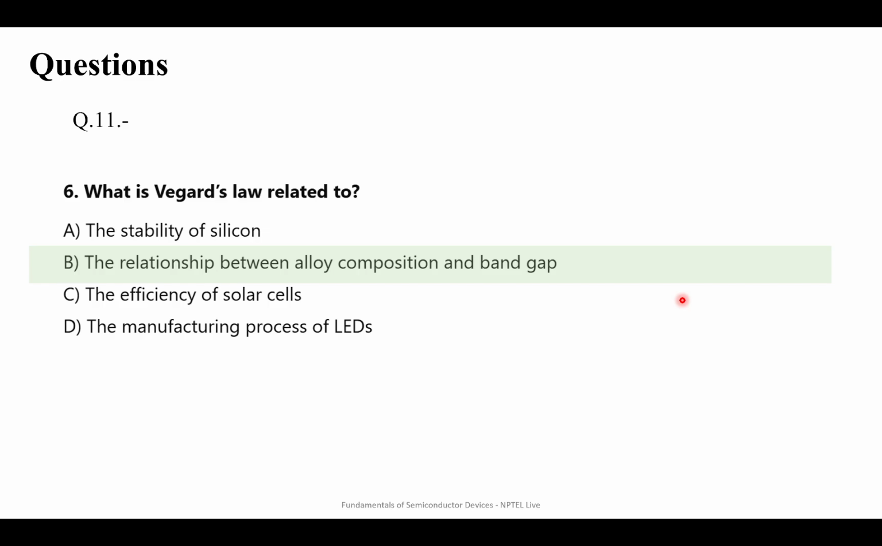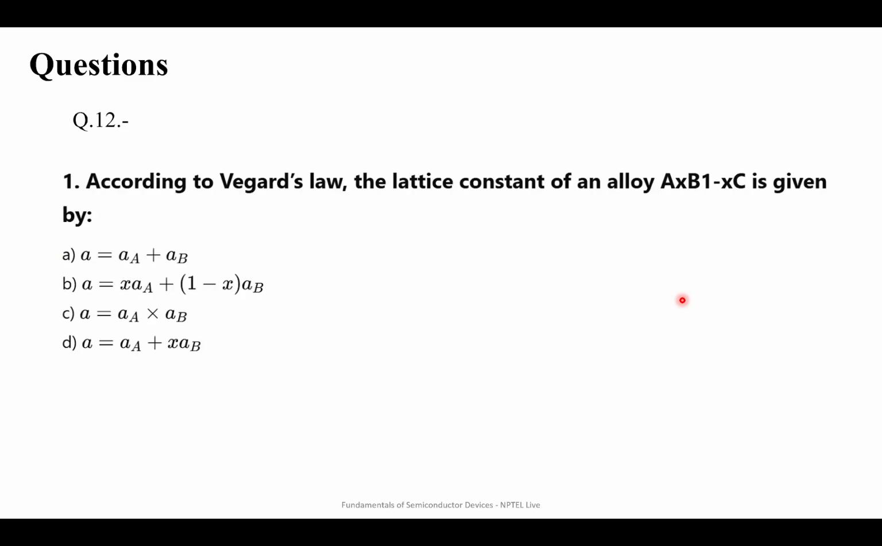So questions now related to this. According to Vegard's law, the lattice constant of an alloy A_x B_(1-x) C is given by: a equals a_A plus a_B; a equals x a_A plus (1 minus x) a_B; a equals a_A multiplied by a_B; a equals a_A plus x a_B.